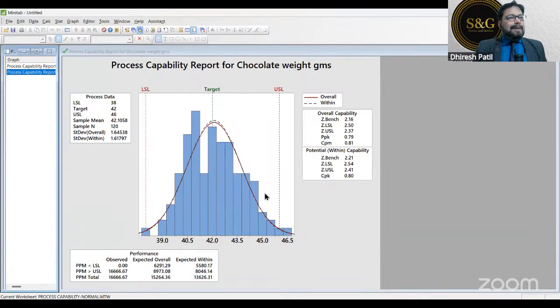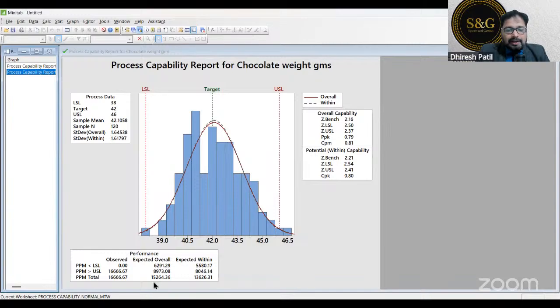ठीक है, so ppm LSL का फॉर्मूला डाला है. Same if you calculate ppm USL, you will find out 8973. फॉर्मूला में डाल के देखो. क्लियर है? तो सिमिलरली एक्सपेक्टेड विद इन का भी आप कर सकते हो, ओवरऑल का भी कैलकुलेशन कर सकते हो.